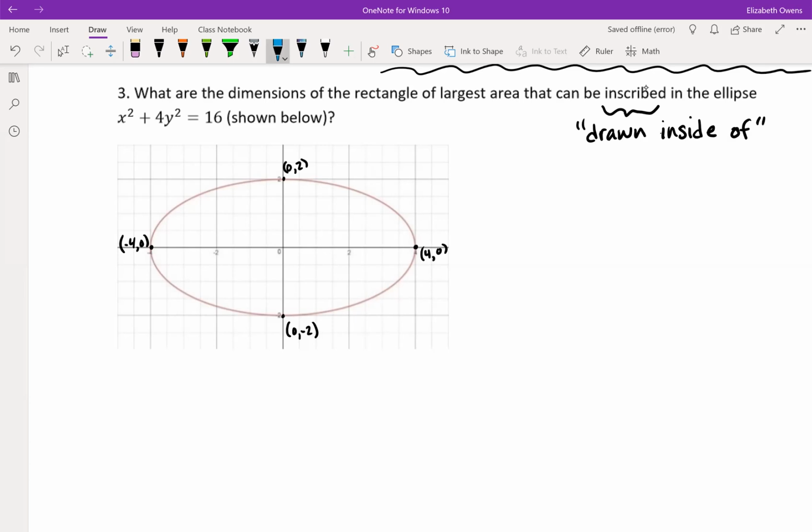Now, there's still a variety of different rectangles that could do that. For instance, you might have a rectangle that looks like this. Okay, there would be one version. You might have a rectangle that's tall and skinny like this. That one looked like it went outside the ellipse a little bit. That's just my drawing skills. It's still inscribed inside of the ellipse.